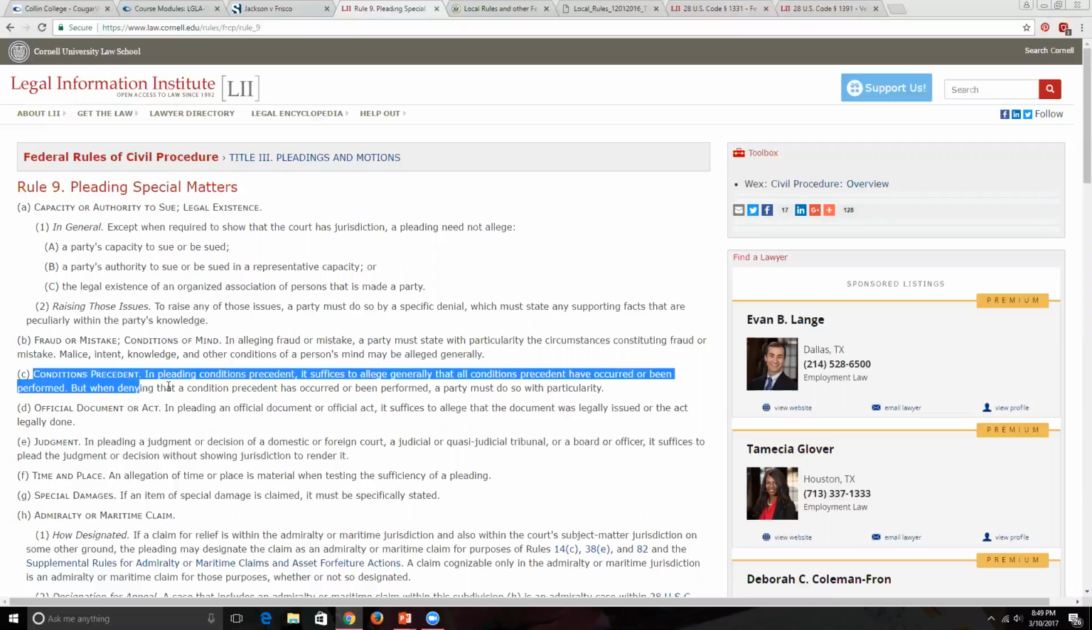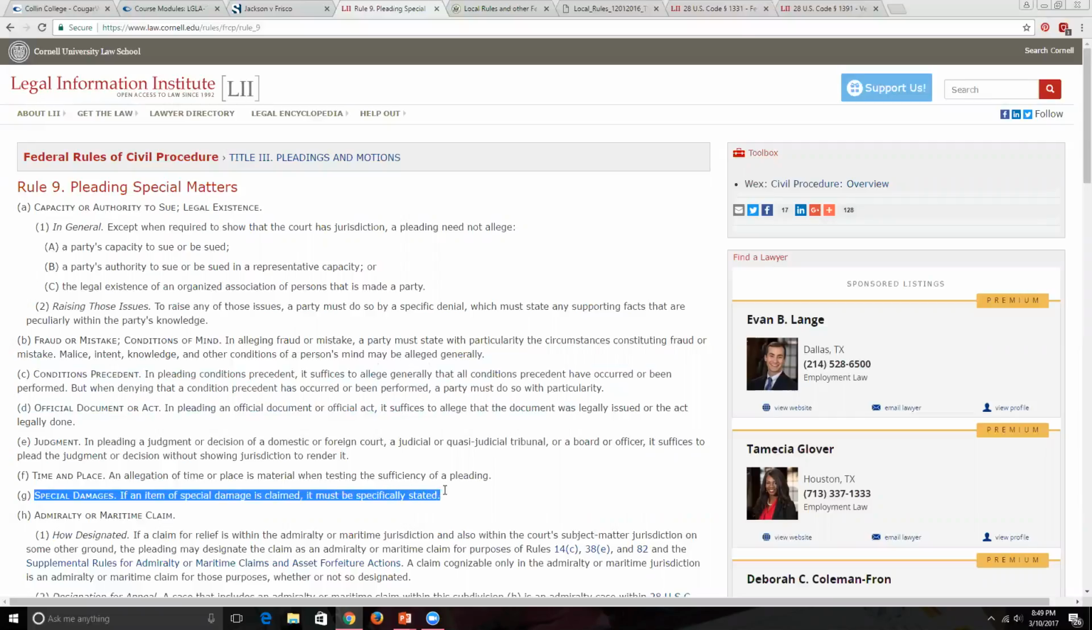We'll see more about this later on, so kind of flag that in your mind as another issue that we're going to have. And again, we have special damages. If an item of special damages is claimed, it must be specifically stated.